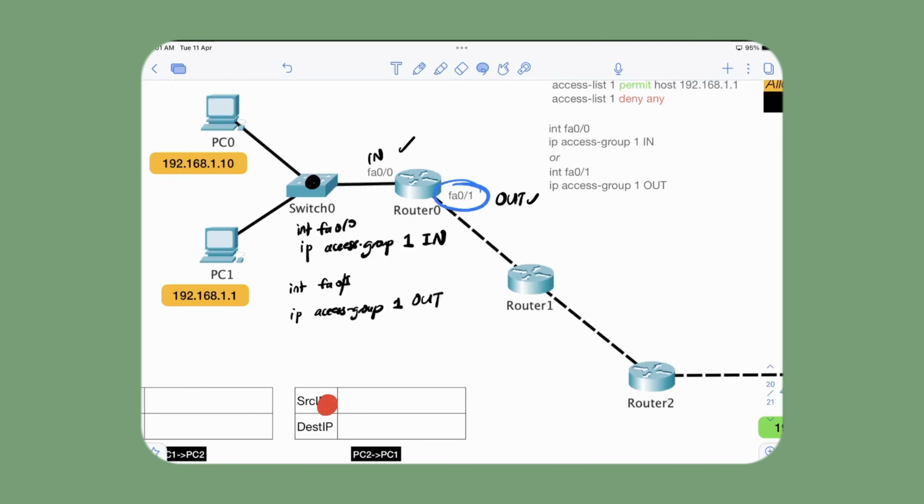That is why, if you use FA00, you must use in. If you use FA01, you must use out. This one everyone understand already, right? But why I cannot say the packet come from here? You see, now, this one, if you don't understand, it's okay.